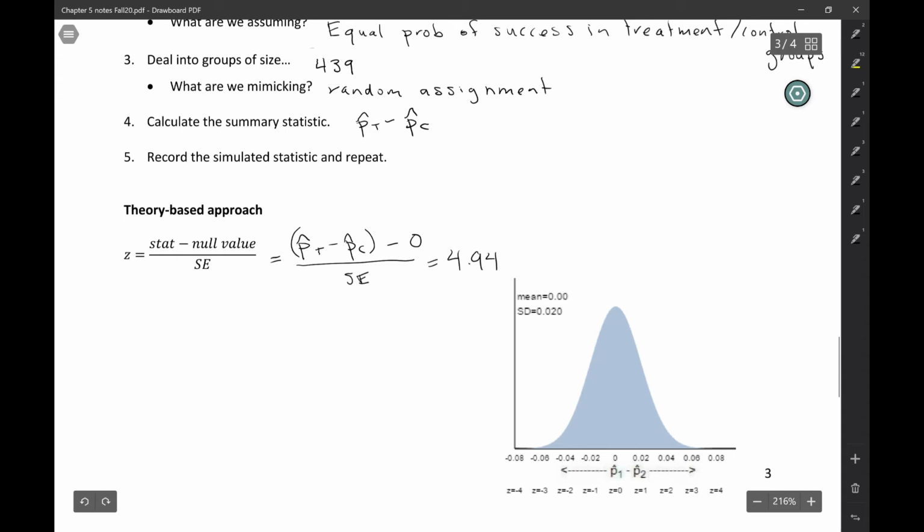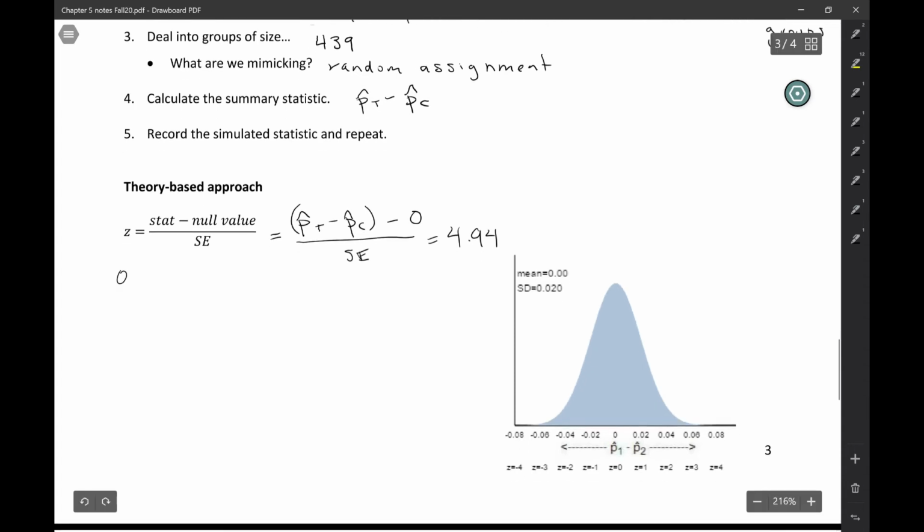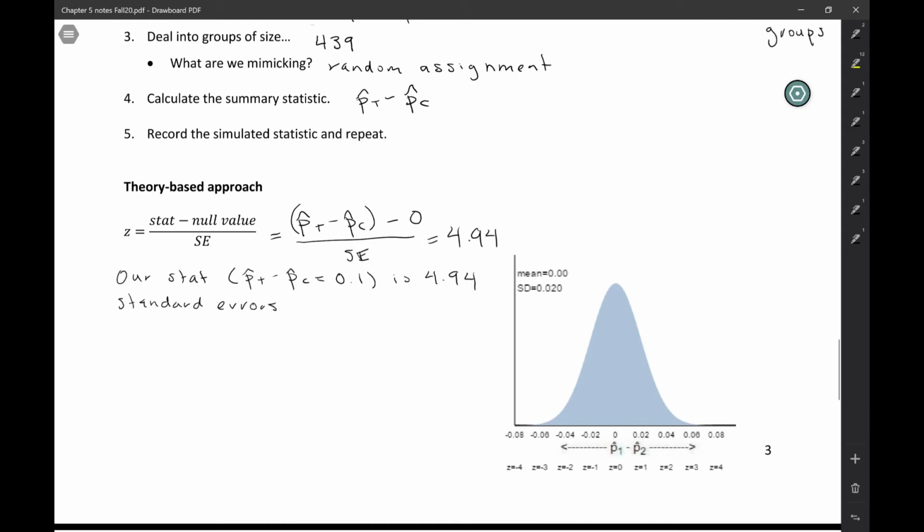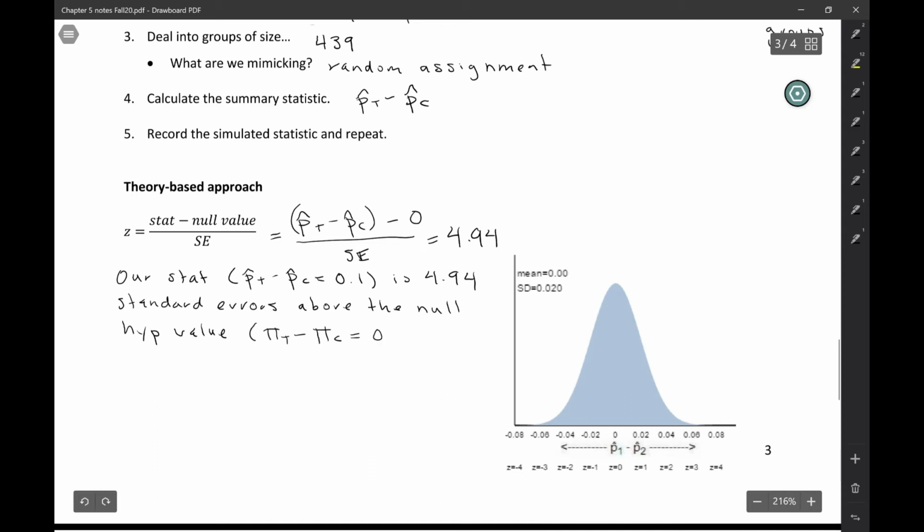Even though we didn't calculate the whole thing by hand, we do want to know what this represents. It has the same basic interpretation as you've seen before for standardized statistics. Our sample statistic, which in this case was p hat t minus p hat c equals 0.1, is 4.94 standard errors above the null hypothesis value. Remember, we're putting it in terms of the standard errors when we're doing a standardized statistic. That's what we're comparing to. In this case, the null hypothesis value is that the difference in the long run probabilities is 0.